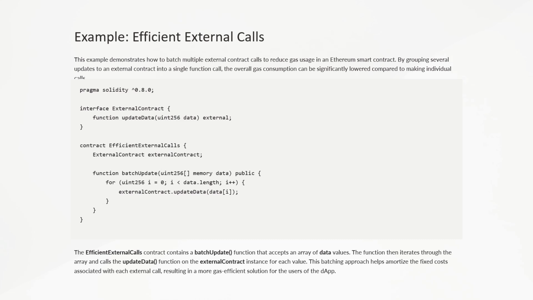This batching strategy helps amortize the fixed cost associated with each external call, resulting in a more gas efficient solution that benefits users interacting with the decentralized application. In summary, the efficient external calls contract illustrates the optimization of gas usage by grouping multiple updates to an external contract within a single function call, showcasing a more efficient approach for interacting with external contracts on the Ethereum blockchain.